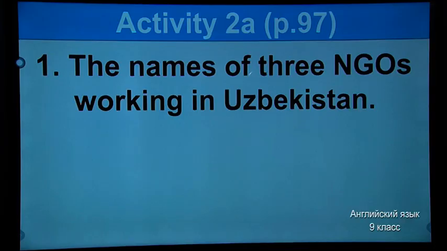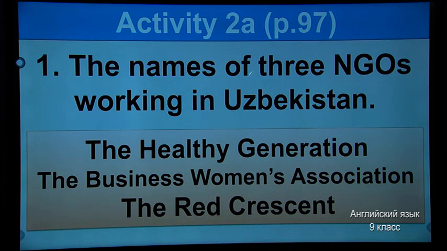So, dears, you have to answer the questions according to the text which we have read a few minutes ago. The first question: the names of the NGOs working in Uzbekistan. Your answer is the Healthy Generation, the Business Women's Association, the Red Crescent.